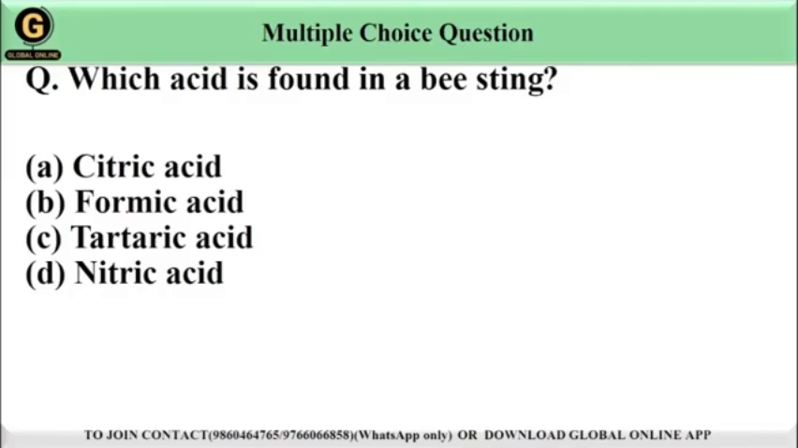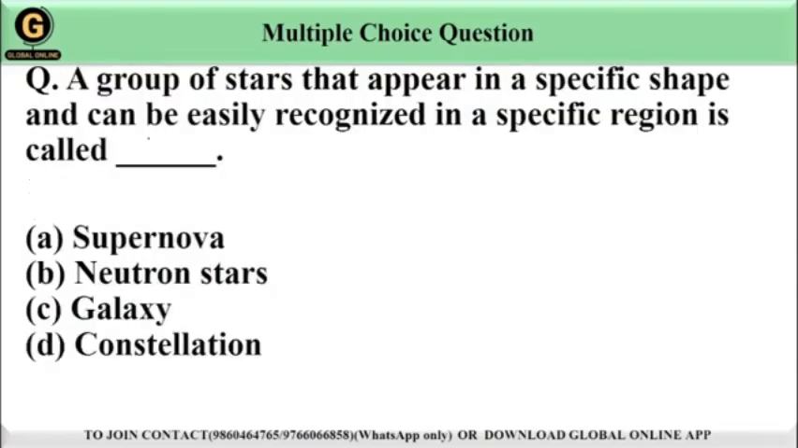It is not the same as citric acid or tartaric acid or nitric acid, which are found in other substances. So the correct answer among the options is option B, formic acid. Let's move on to the next question.